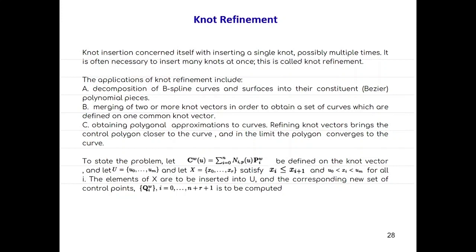To state this problem, we can let C^w(u) be the sum over i from 0 to n, defined on the knot vector U, and let X be the set of knots from x_0 to x_r, which will satisfy x_i less than or equal to x_{i+1}. These elements of X are inserted into U, and the corresponding new set of control points is computed.